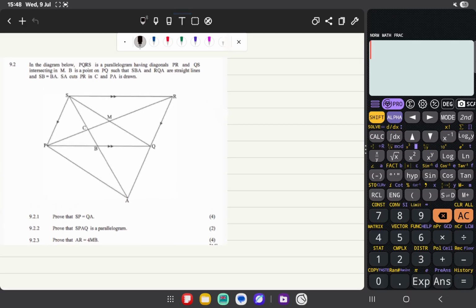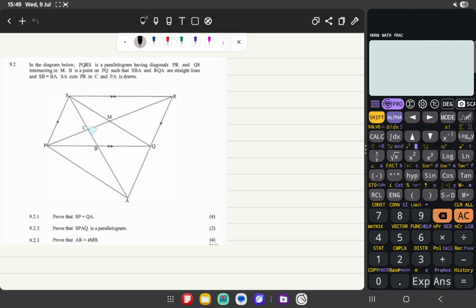So on this one, in the diagram below, this is an interesting one. Let's see. PQRS is a parallelogram, right? And we have the diagonals there, PR and QS. These are the diagonals of this parallelogram, and they intersect at point M.